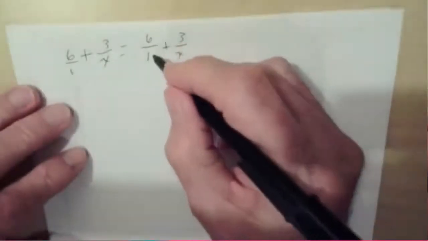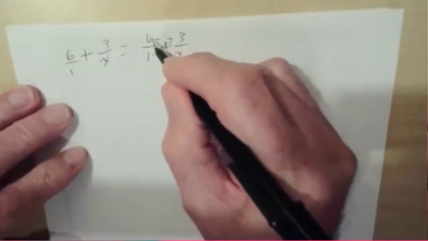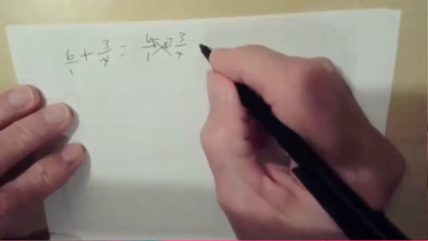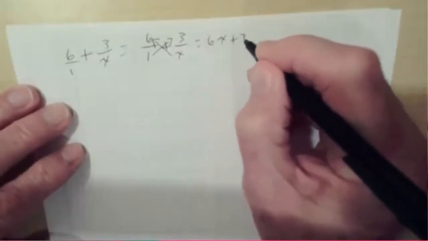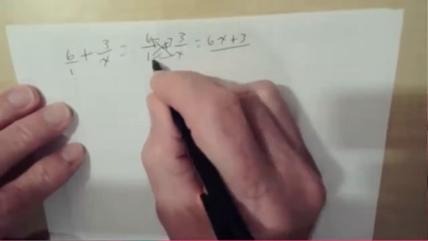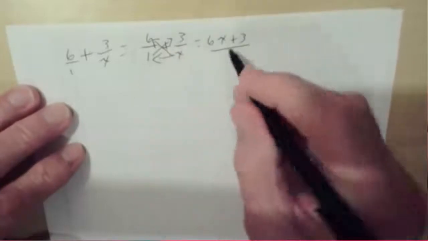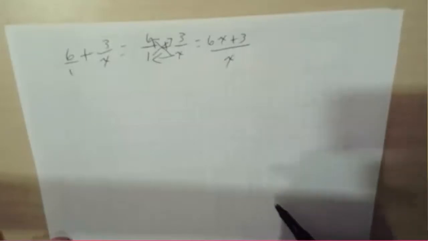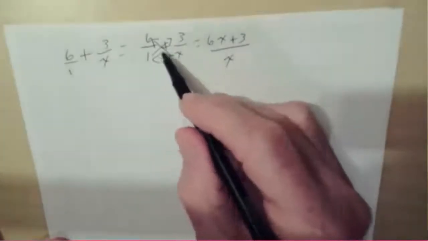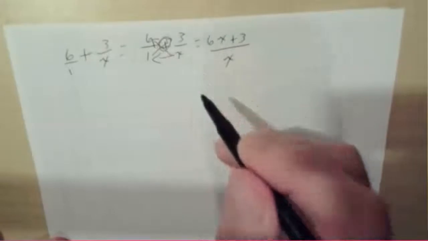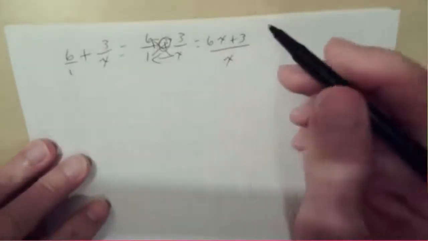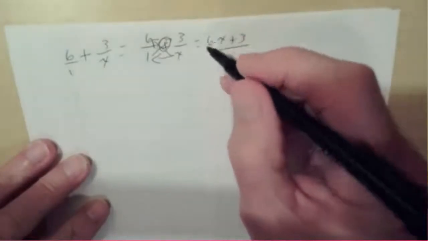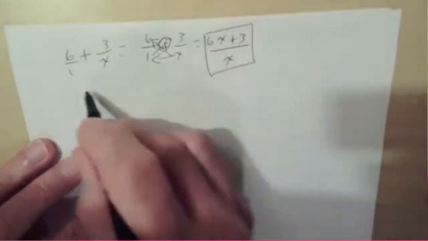Cross multiply, and we get 6x plus 3 over, and then we multiply the denominators. That'll give us a common denominator. Okay, cross multiply. Don't forget about the sign here also. Can we reduce the x's? No. Is there anything else we can do here? No. So all there is to it.